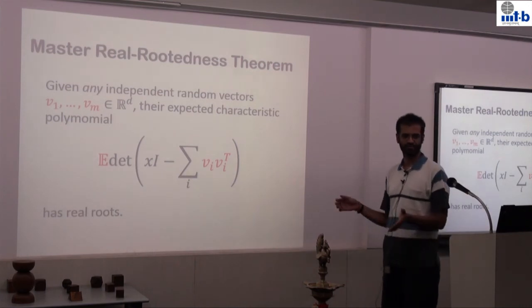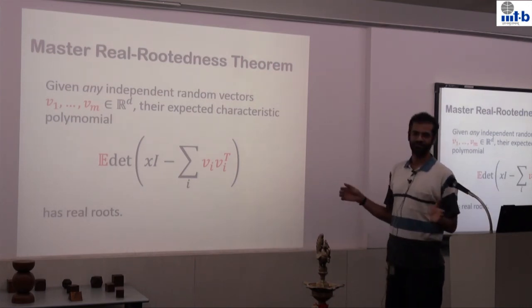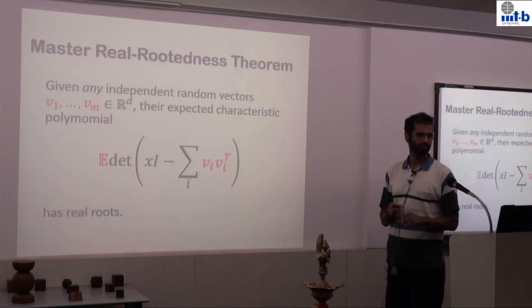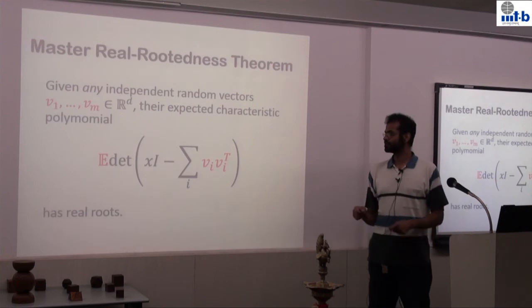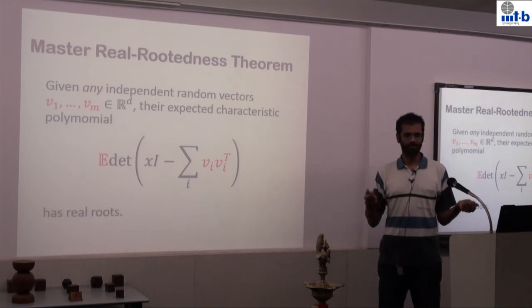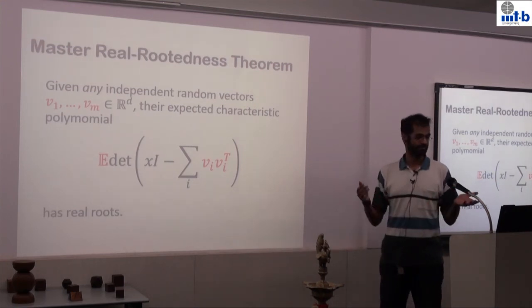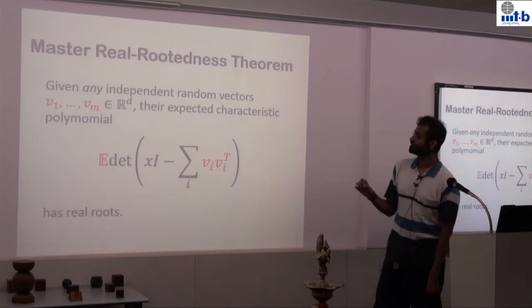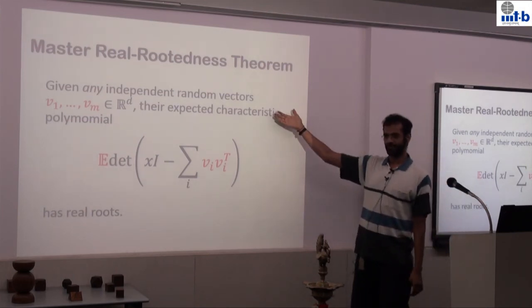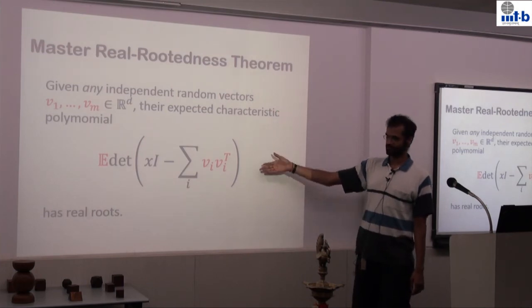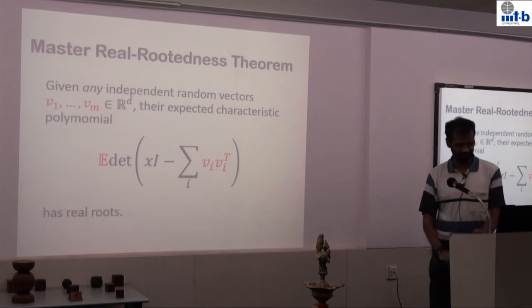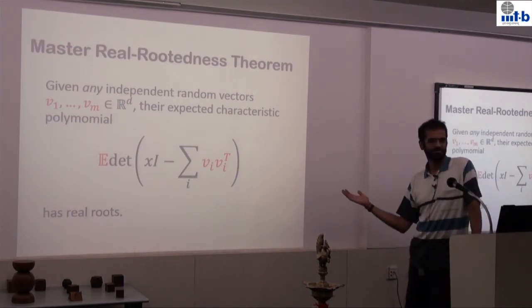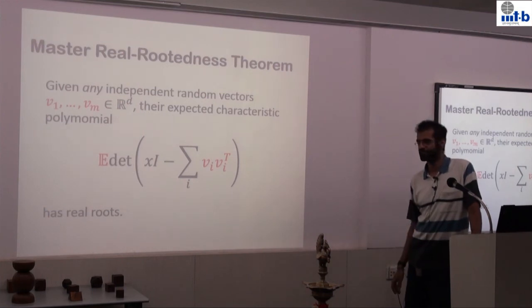Okay, so an even more general theorem. Any independent random vectors v1 through vm. Independent random vector means v_i is a random variable that takes values in R^d, let's say, and they're independent. The distributions are independent, but they're not the same. Given any independent random vectors v1 through vm, their expected characteristic polynomial has real roots. And clearly a special case of this is the shifting of the expected characteristic polynomial with signing.